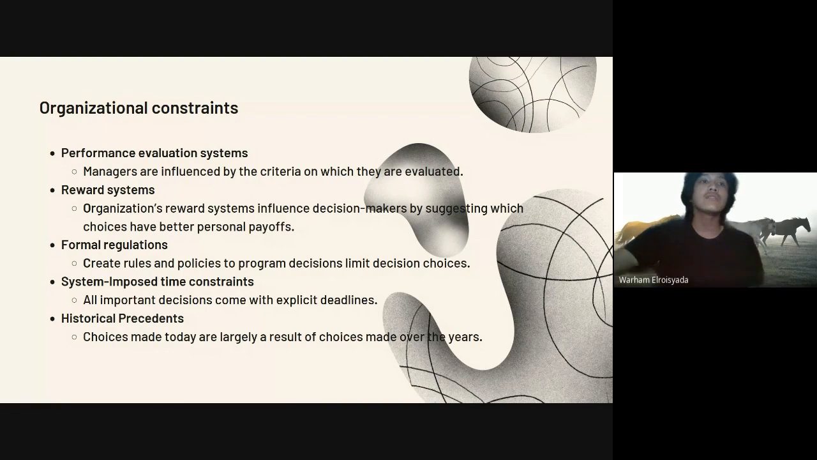So in organizational constraints, there is a performance evaluation system, where managers are usually influenced by the criteria on which they are evaluated, and then reward systems. The organization's reward system influences decision makers by suggesting which choices have better personal payoffs. And then we have formal regulation. These formal regulations create rules and policies to limit decision choices. And then system-imposed time constraints. All important decisions come with explicit deadlines, like a schedule and another deadline. And then the last part, we have historical precedents. Choices made today are largely a result of choices made over the years. Next slide, please.